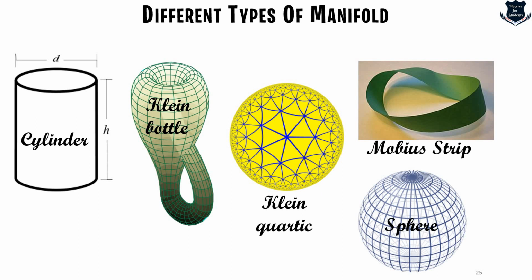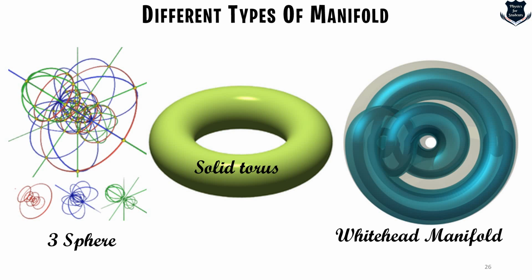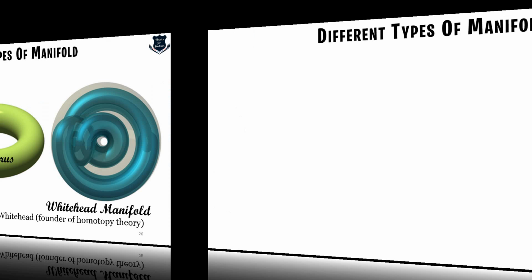Here is a simple note. A Mobius strip is a manifold, but when you cut it sideways, it becomes an example of a non-manifold, which I have not shown in this video. Coming back next, more complex structures like this. This is a three sphere, very difficult. This is a solid torus. This is the Whitehead manifold, which was discovered by J.H.C. Whitehead, who was the founder of homotopy theory.